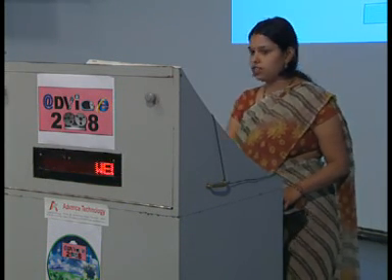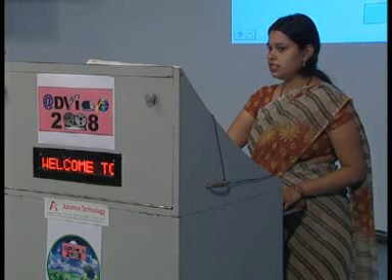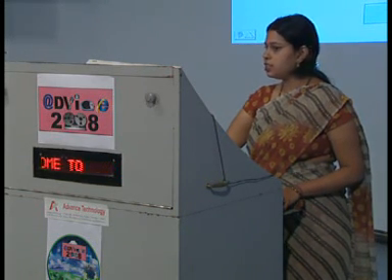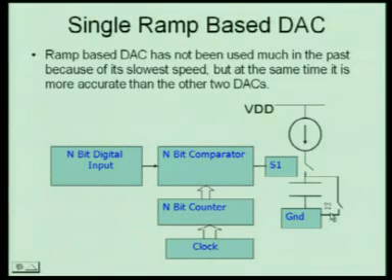This is the architecture of the single ramp DAC. The input data is set in this n-bit digital input latch. There is an n-bit comparator and an n-bit counter. This is the discharge switch S2. At the start of the cycle, this discharge switch will get closed so as to discharge the capacitor fully. After the discharge phase, the clock is given to the counter and the counter starts counting.